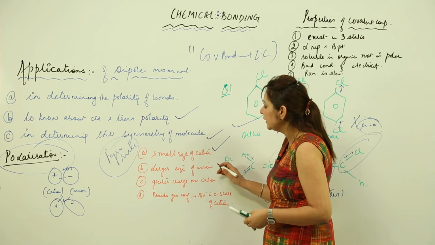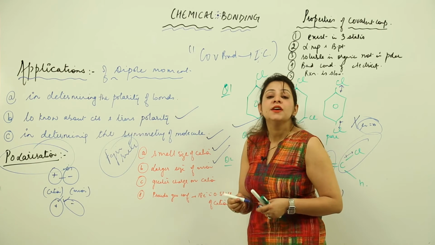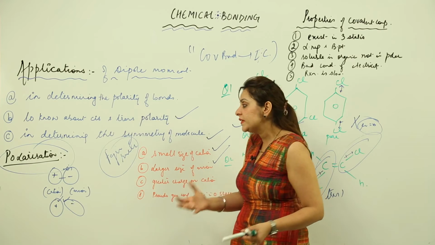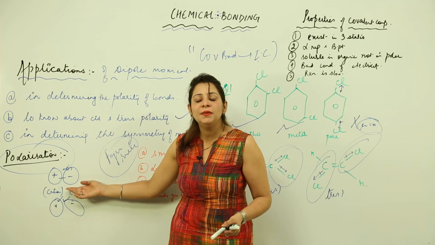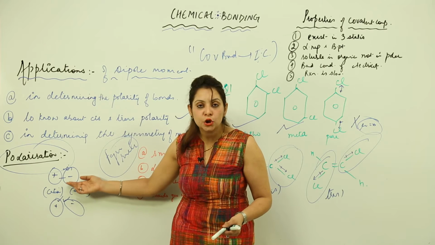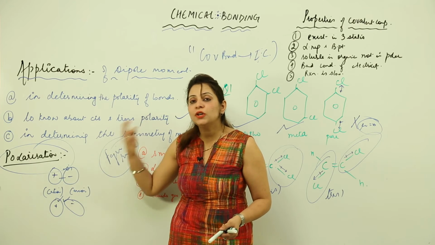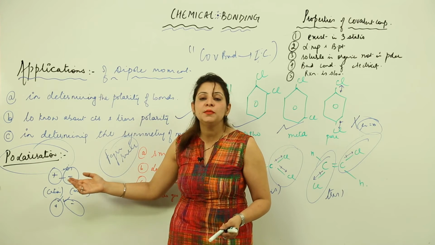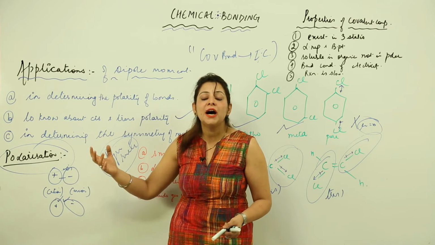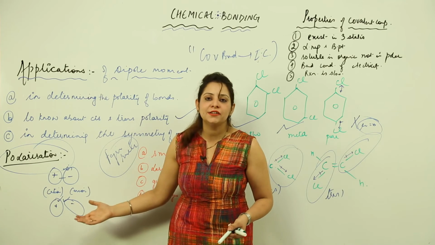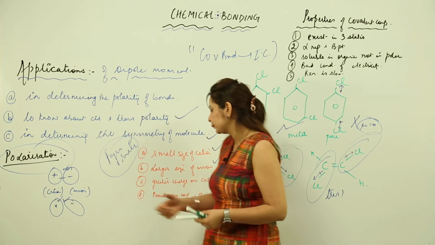The second is that a larger size of anion will favor the polarization. Obviously if it is of larger size, the nucleus is not holding the electrons tightly, and if the nucleus is not holding the electrons tightly, they can be distorted more, and where the distortion is more, the covalent character is more, which means the polarization is more.